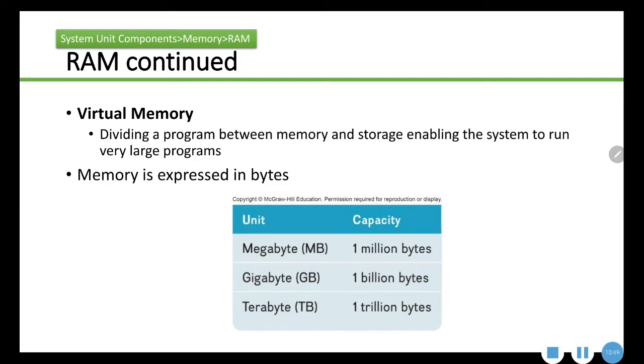And then we have virtual memory. Virtual memory is not real, so it's virtual. It is virtually dividing a program between memory and storage that enables the system to run very large programs. What is the function of virtual memory? It divides a program between memory and storage that enables the system to run very large programs. So just remember that's the definition for virtual memory.